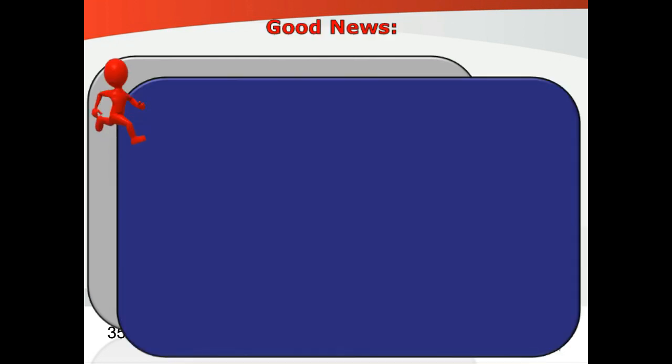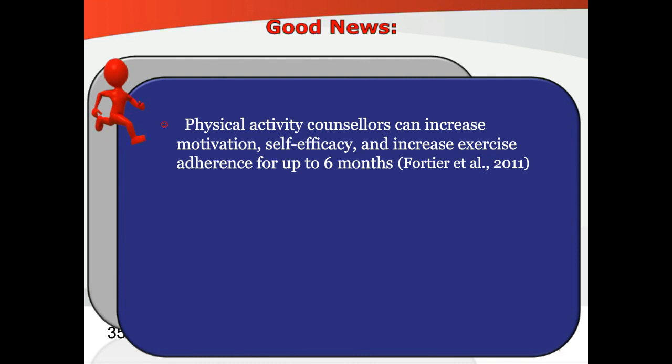So the good news is that other people can help, and there's physical activity counselors. These might be your diabetes educators. They could be your physician. They could be your personal trainer or activity specialist, and they can help you to increase all of these skills and motivation that you need. And we know that they help. So if you get help from somebody, or you are the helper, that improves people's ability to stick to exercise, and it seems to last at least for up to 6 months or a year.